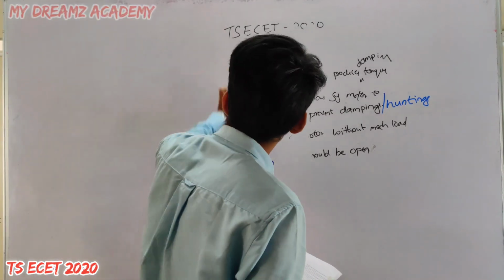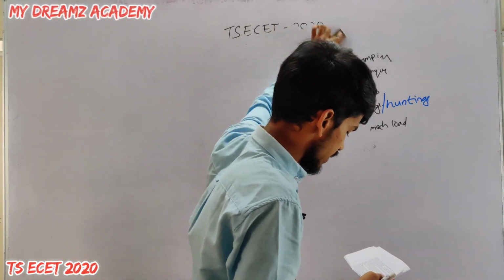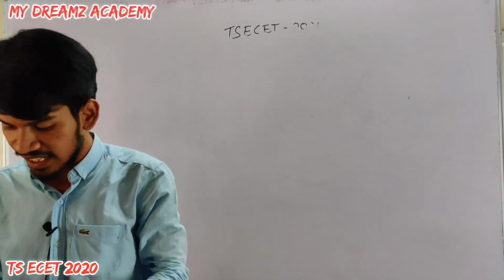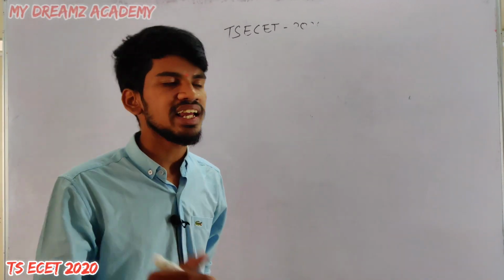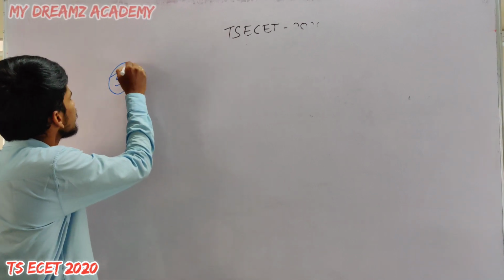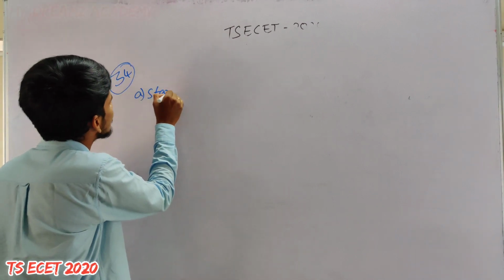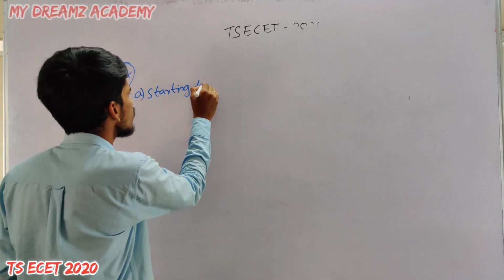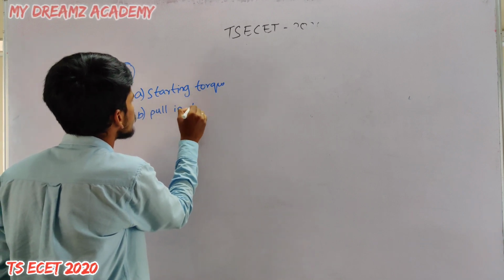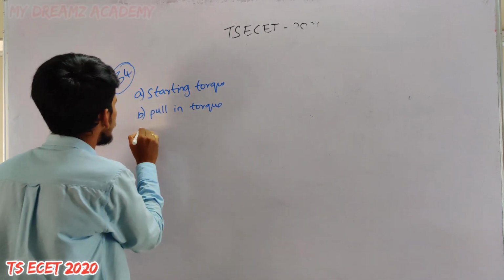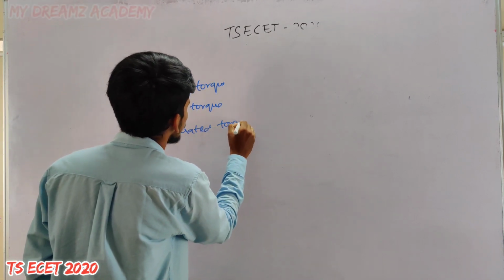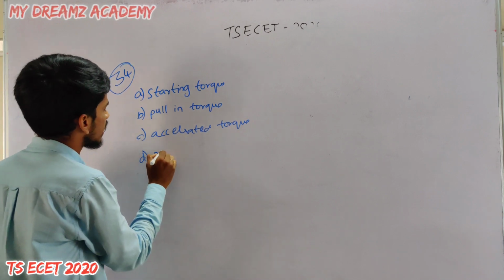The ability of a synchronous motor to remain in synchronism under rated load condition is called: A, starting torque; B, pull-in torque; C, accelerated torque; D, pull-out torque. Here they mainly concentrate on definitions.